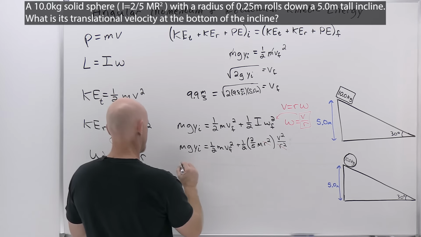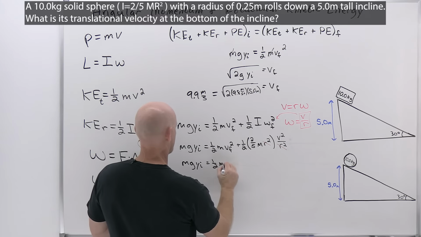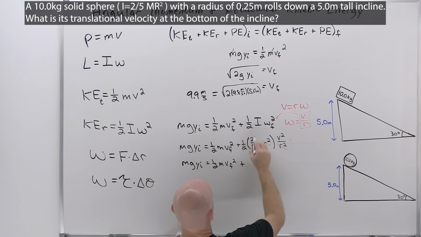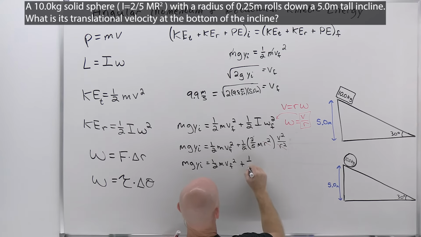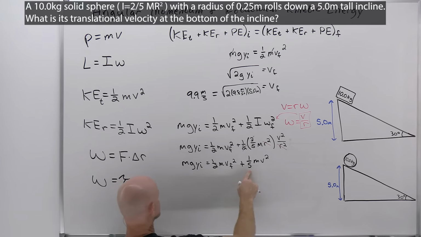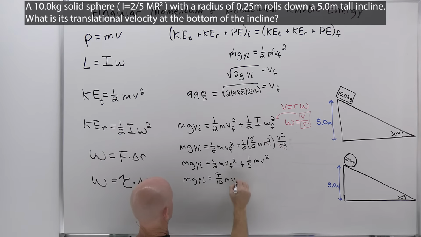So now we're going to have mg y_i equals 1/2 m v_final squared plus, we can cancel out those 2's, we're going to get 1/5 m v squared. 1/2 plus 1/5, common denominator is 10, so 5/10 plus 2/10 is 7/10. And notice again that mass falls out of this equation.